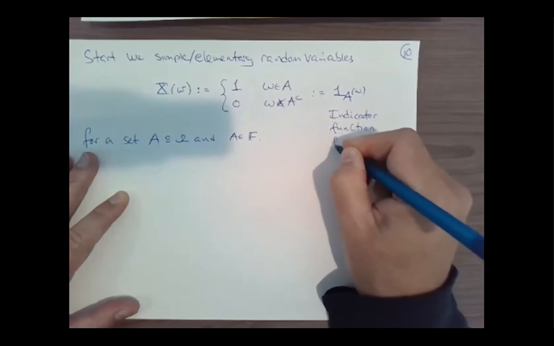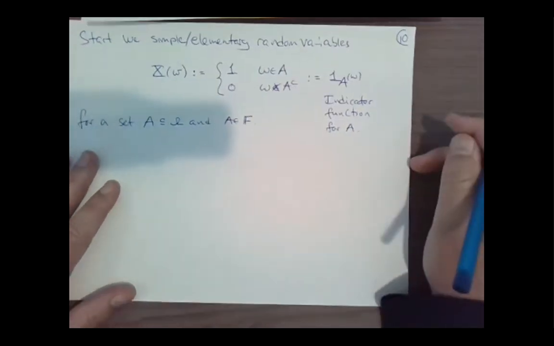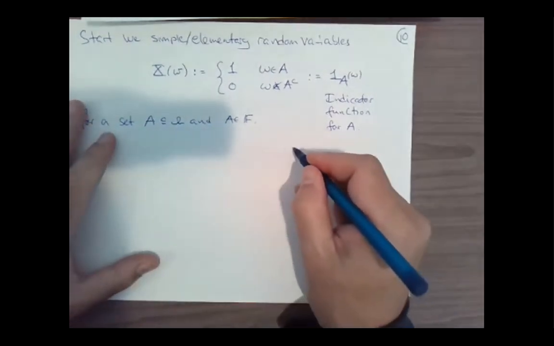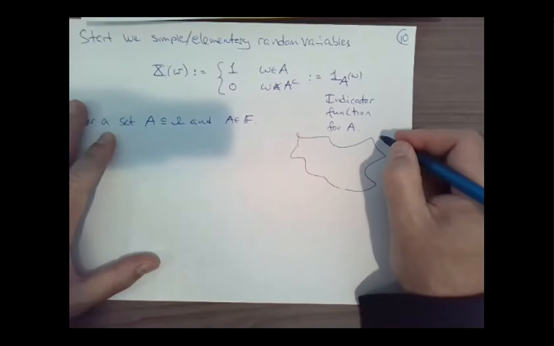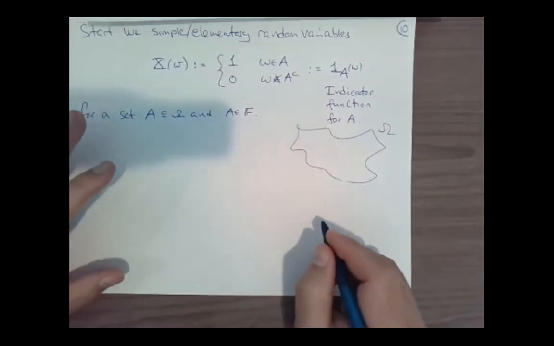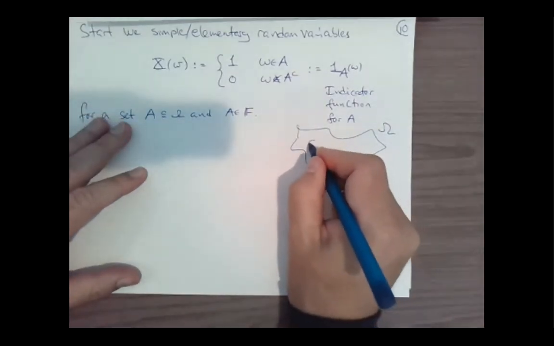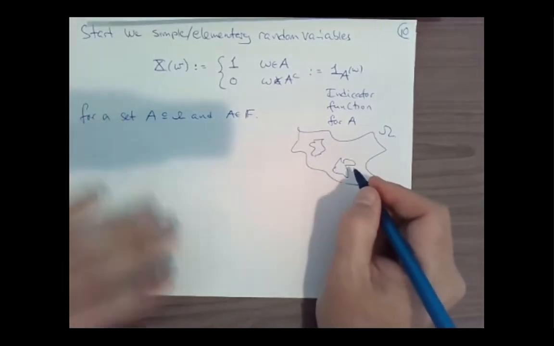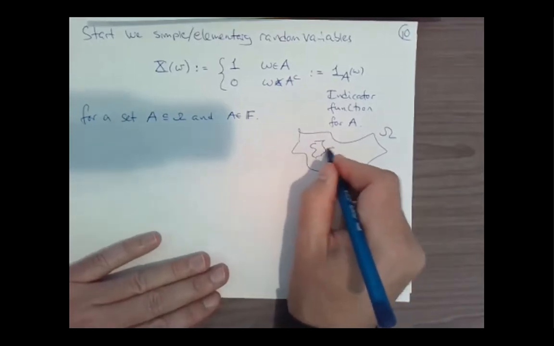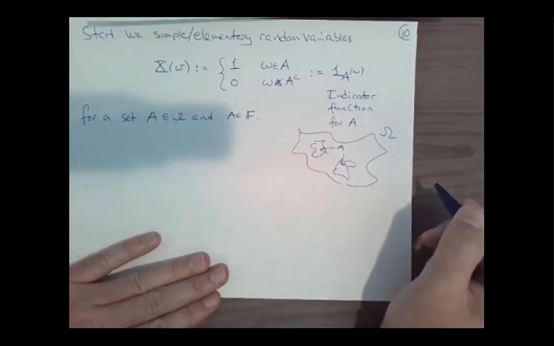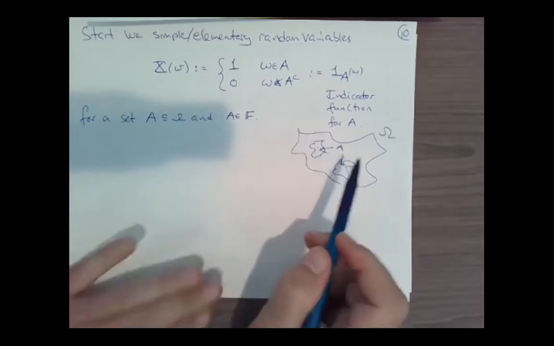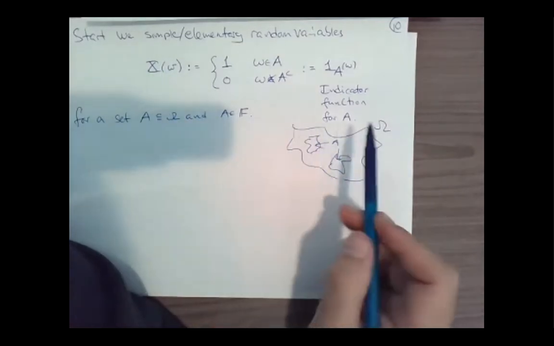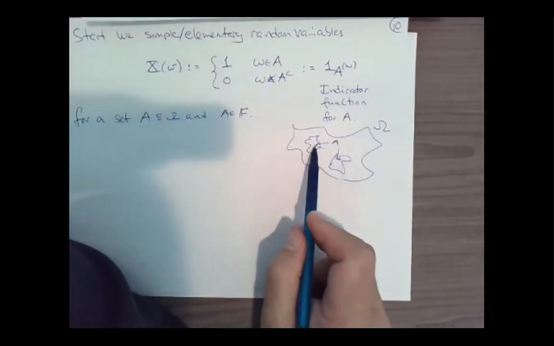This is the indicator function for A. So what happens is my sample space is illustrated with this set here. There's a set A. A could be, I don't know, something like that. On these two, this is my set A. It's these two pieces. On these two pieces, my random variable is equal to 1, and outside these two pieces it is equal to 0.